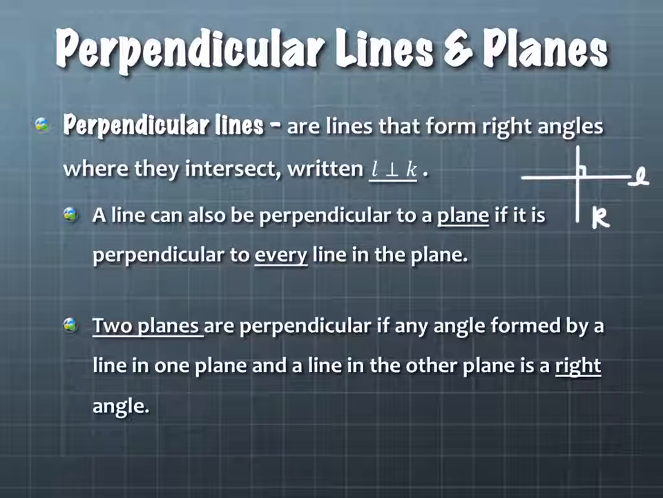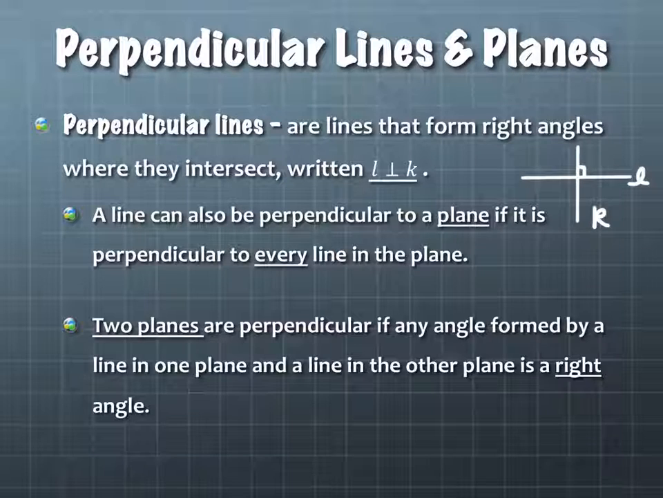A line can also be perpendicular to a plane if it is perpendicular to every line in the plane. Okay? So the picture that we want to go back to is our ceiling with that one line that goes straight up into the ceiling on the corner of our room. Every line that it crosses in the plane, it is perpendicular to that line. It's not perpendicular to all the other lines that it doesn't touch, but every line that it touches when it crosses, it's perpendicular to that. It forms that right angle.